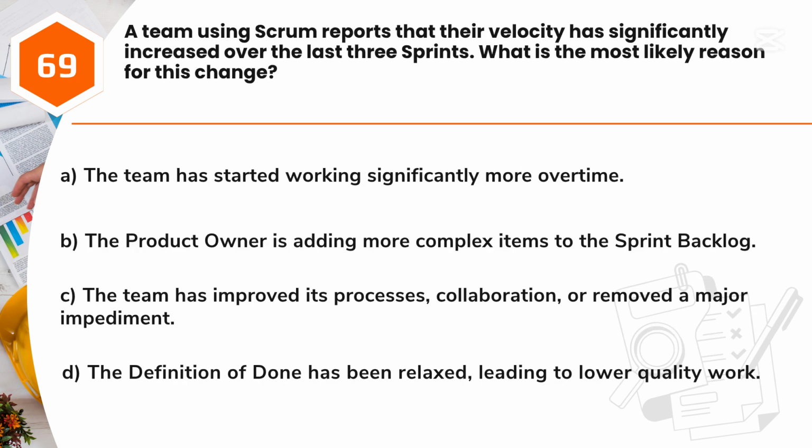Question 69. A team using Scrum reports that their velocity has significantly increased over the last 3 sprints. What is the most likely reason for this change? A. The team has started working significantly more overtime. B. The product owner is adding more complex items to the sprint backlog. C. The team has improved its processes, collaboration, or removed a major impediment. D. The definition of done has been relaxed, leading to lower quality work.